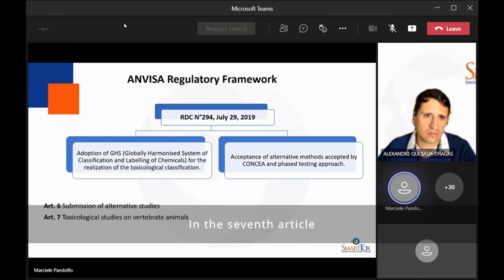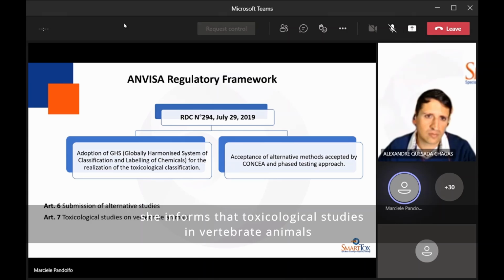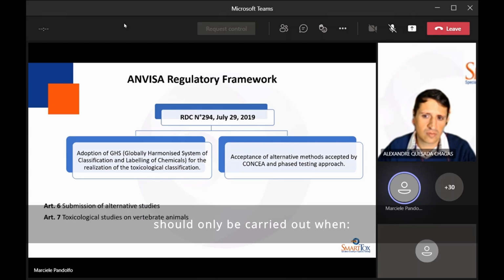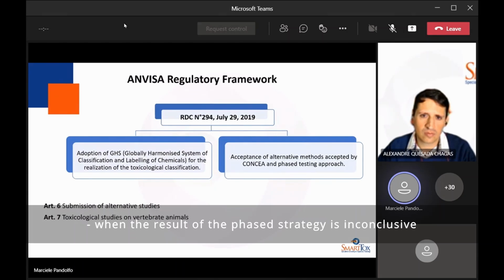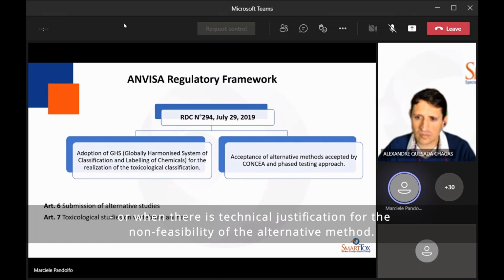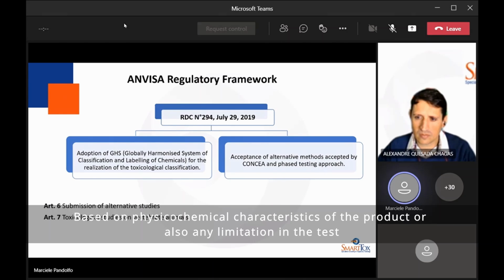No artigo 7º, ela informa que os estudos toxicológicos em animais vertebrados apenas devem ser realizados quando o método alternativo não atender os critérios do artigo 6º, quando o resultado da estratégia em fases for inconclusivo ou quando houver justificativa técnica para a não praticabilidade do método alternativo, então, baseado nas características físico-químicas do produto ou também alguma limitação no teste.